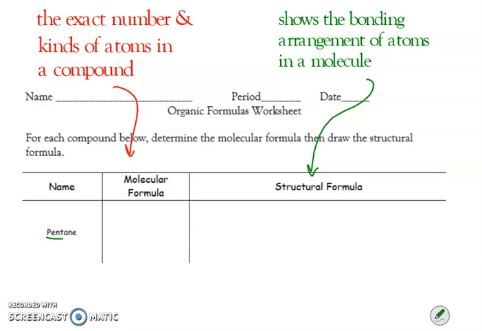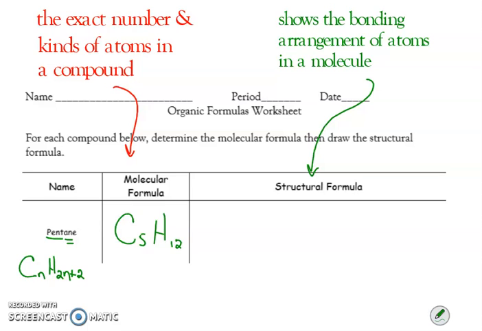That means there are 5 carbons. So we're going to write C5. The ane means we have an alkane. And because it's an alkane, the general formula for an alkane is CnH2n+2. Therefore, being 5 carbons, the number of hydrogens is going to be twice the number of carbons plus 2, making it C5H12. So now we have to draw the structural formula.